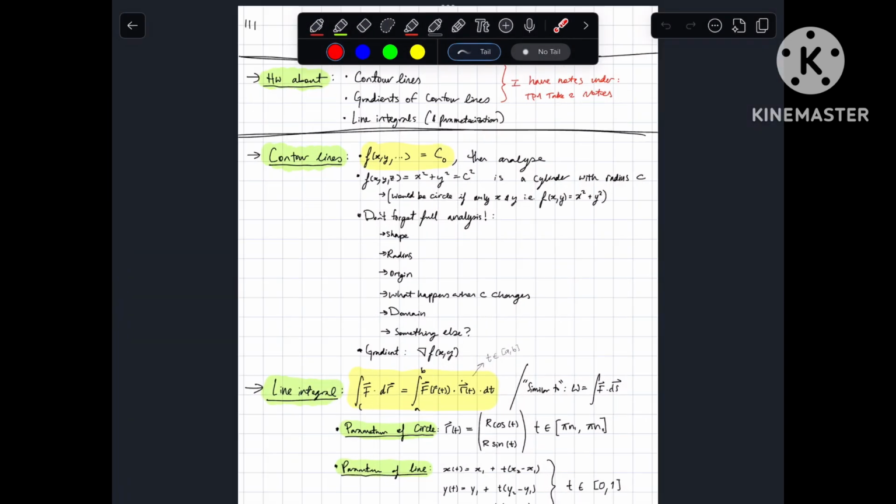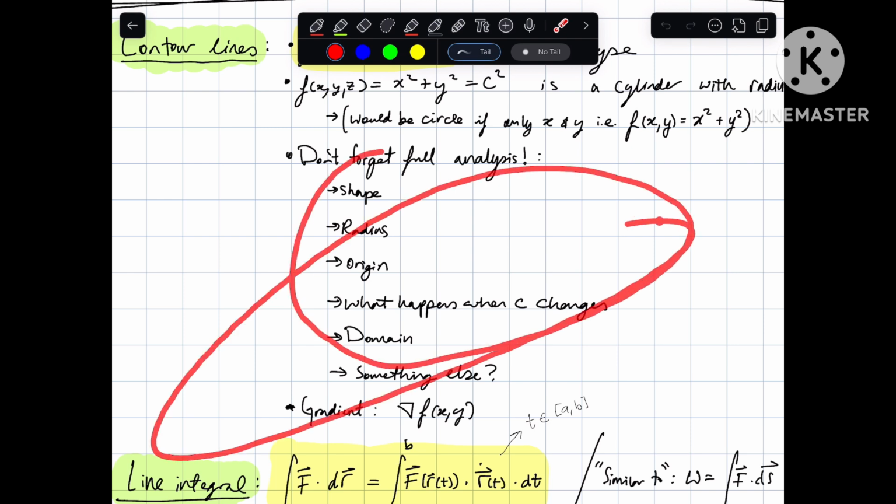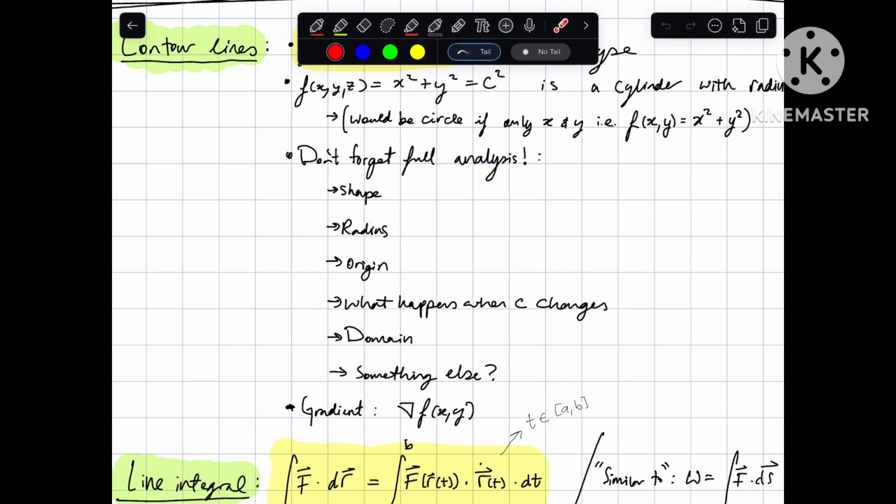To go back to here, don't forget full analysis when I said analyze a function. Don't forget to analyze most of it. I'm pretty sure this isn't even all the analysis that you could do. I'm just silly and forgot. But look at its shape, what shape the function makes. If it's like a sphere, a cylinder, or a circle, look at its radius, look at its origin, look at its domain or its range, look at what happens when c changes, look at all those things.